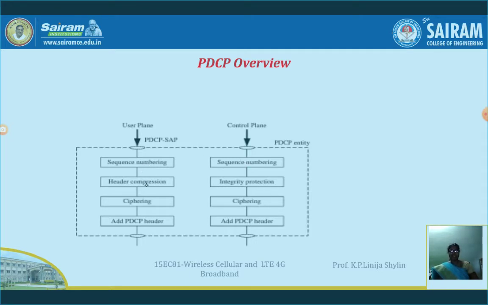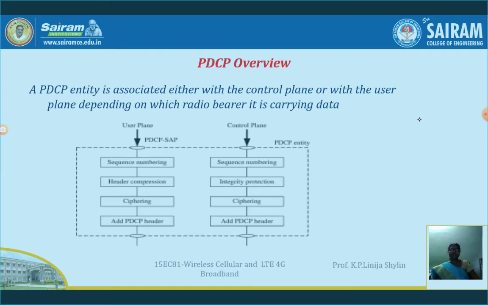Then in the user plane it is header compression, but in the control plane it is integrity protection. In the user plane there is ciphering, that is, both ciphering and deciphering we can do. And here is the addition of a PDCP header, and here also the addition of the PDCP header. Now we will look at the functions and responsibilities, and why we need sequence number, header and ciphering. Let us discuss them. It is associated with the radio bearer that is carrying the data.